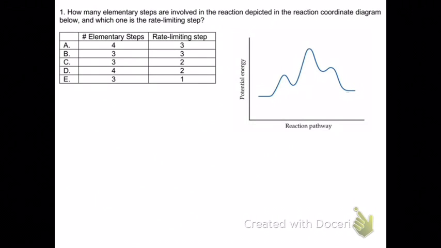Okay, reaction profile diagrams. How to interpret them. So, we're asked how many elementary steps there are and what the rate limiting step is. Remember, each hill represents an elementary step. So, there are 3 elementary steps.